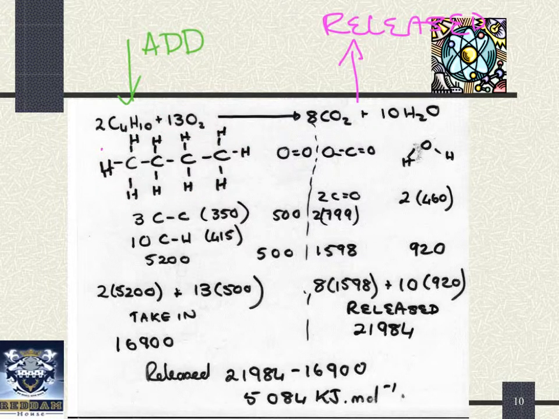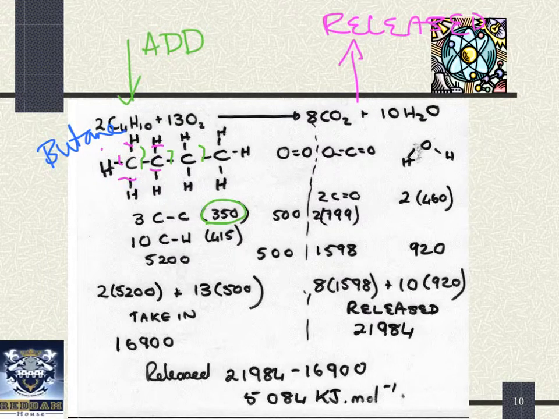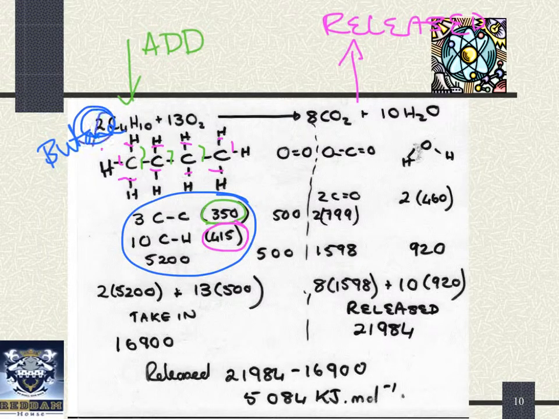This thing, by the way, you don't have to know it yet, but it happens to have a name of butane. I take one butane, and then I am going to say it has got 3 carbon-to-carbon bonds, and those 3 carbon-to-carbon bonds are 350 each. It has got 10 hydrogen-to-carbon bonds, and those are 415 each. So I multiply 3 by 350 plus 10 by 415, and I get what one butane is worth. One butane is 5,300, but I don't have one butane. I have 2 butanes, so I multiply by 2.